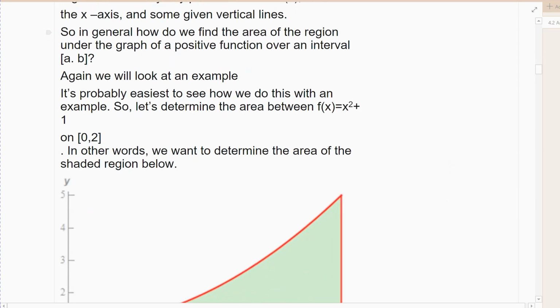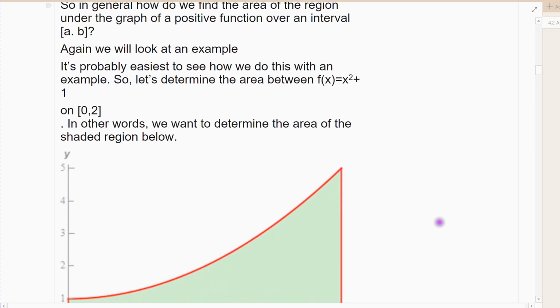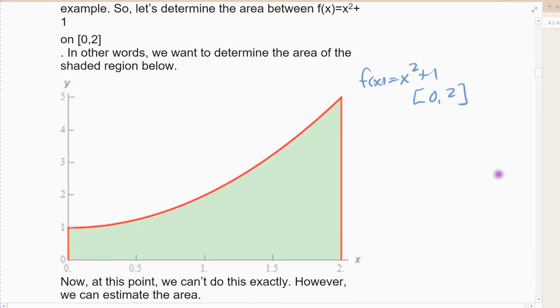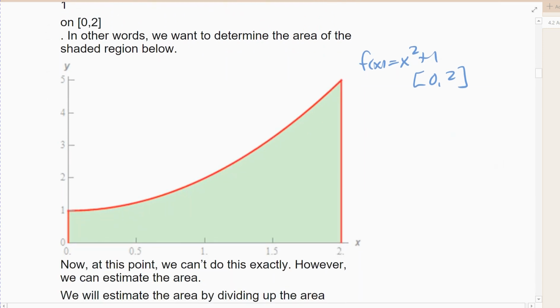All right, so I'm going to do this in an example. I'm going to look at a simple example. I've got my function here, which represents x squared plus 1 from 0 to 2. I want to find the area of the shaded region here, which again would be my function f of x equals x squared plus 1 from 0 to 2. So it's this green area here, right? Bounded by my function and the x-axis.